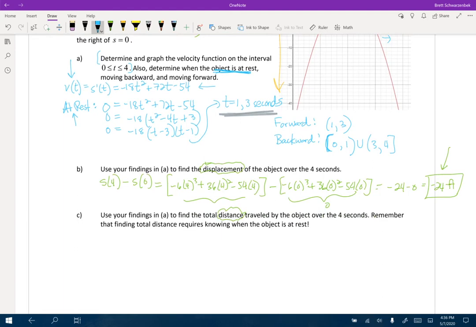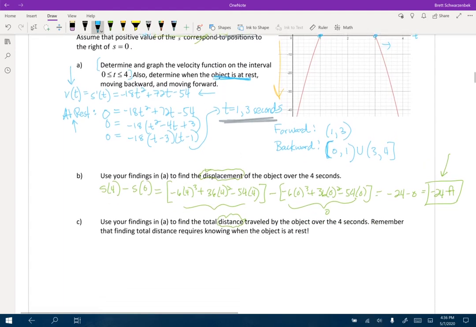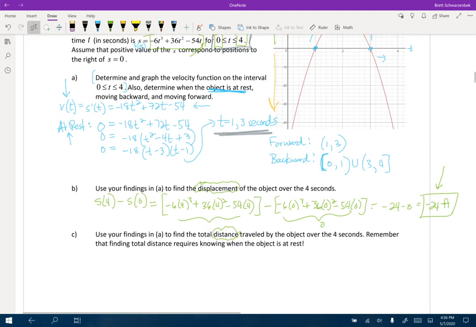So the first length of time, I'm going from 0 to 1 second. Then I'm at rest. Then I'm going from 1 to 3 seconds, and I'm at rest. And then I'm going from 3 to 4 seconds. Those are my times. My times at rest are how they're split up. So I have 3 different values that I must calculate, or in other words, 3 different displacements that I must calculate.